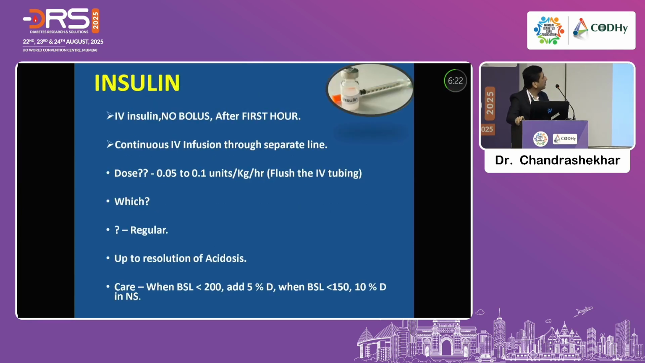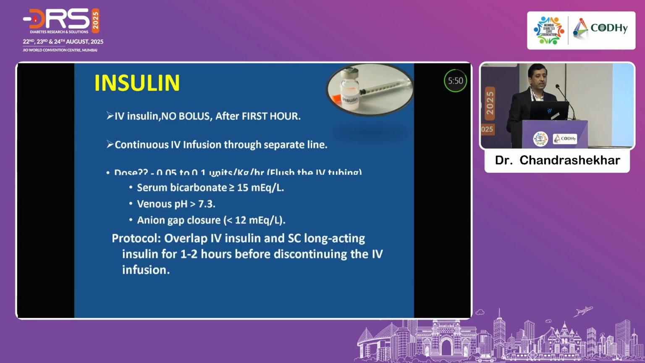As far as insulin is concerned, there is no role of IV boluses anymore. Don't use insulin for the first hour. That should be the management, only fluid for the first hour. Continuous IV infusion through a separate line, because you maintain 2 lines. Dose we have already discussed. Regular insulin is what we are using continuously now, because that is the recommended insulin. And how long should insulin be continued? Till the resolution of acidosis. Care to be taken when blood sugar goes below 200, switch over to dextrose containing fluids.